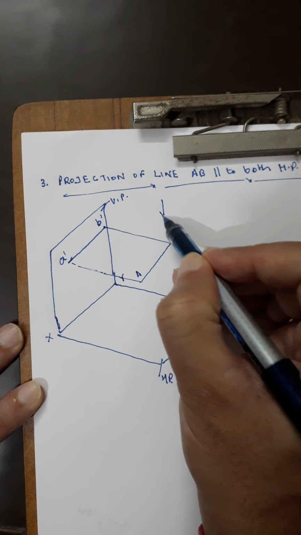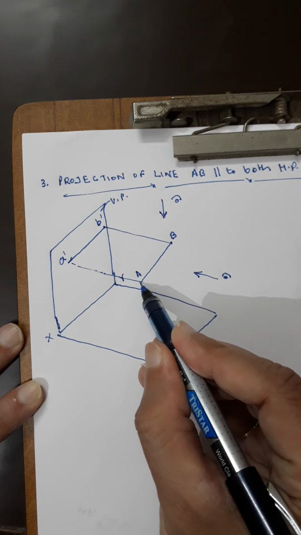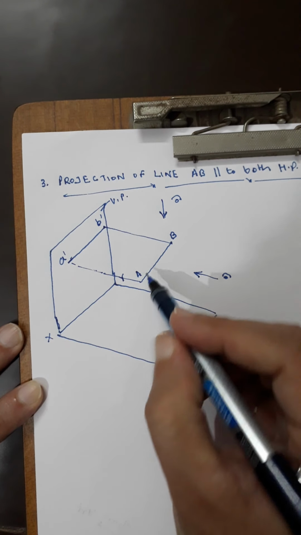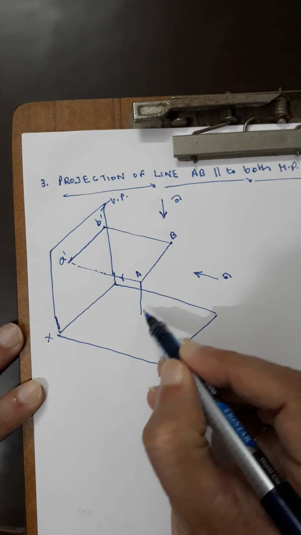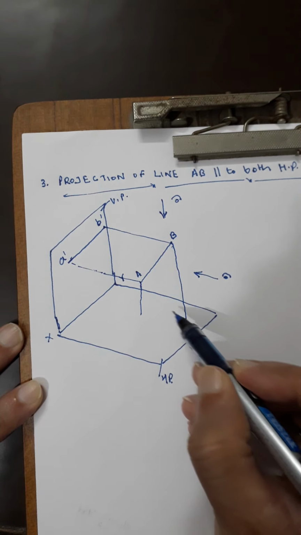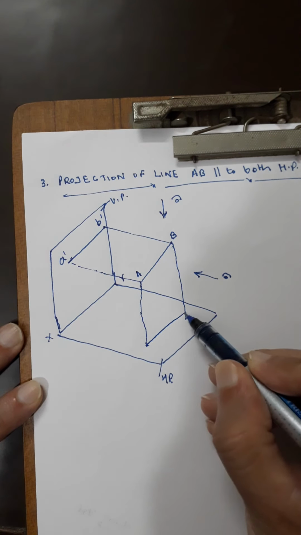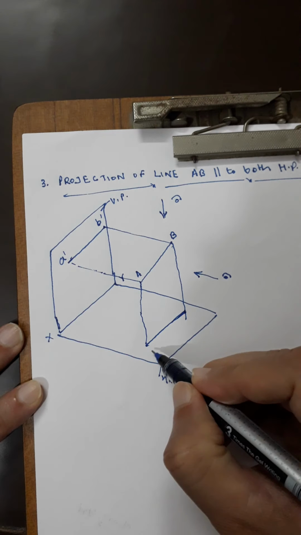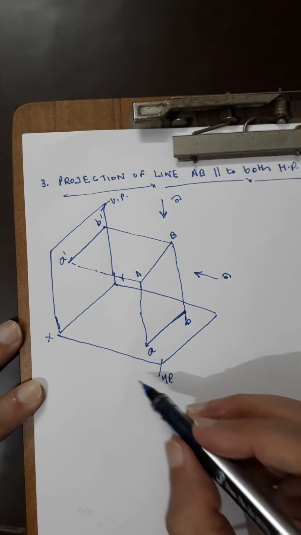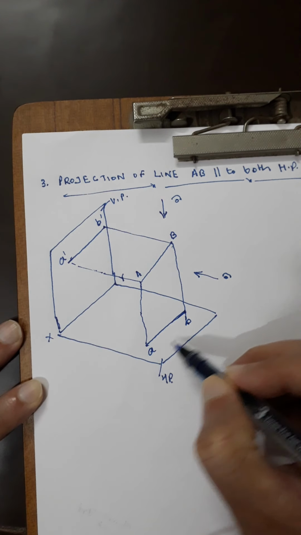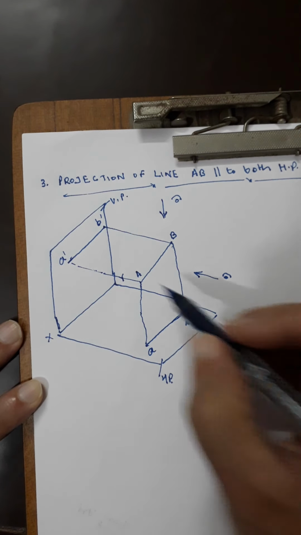Similarly, if you want to see it from the top, you will again see the true size, the true length, because it is parallel to HP as well. If you project it here, it will again be its true length, AB. This is represented in the HP. So the top view is represented in HP, and the front view is represented in VP.